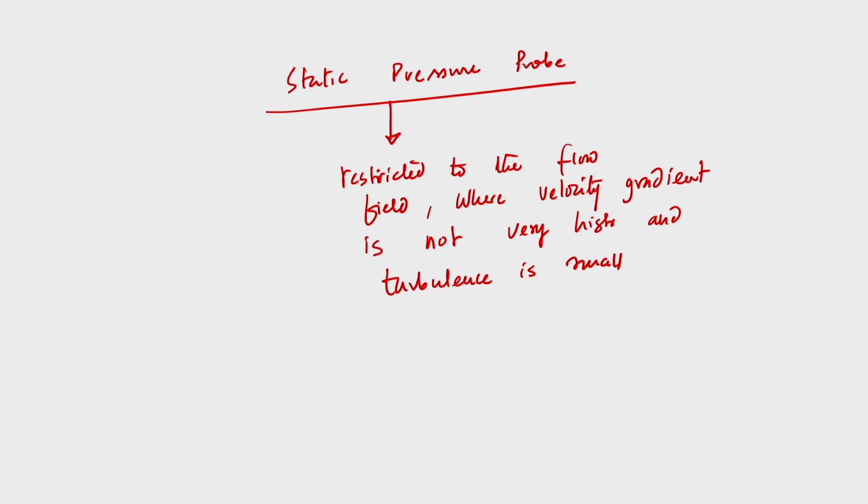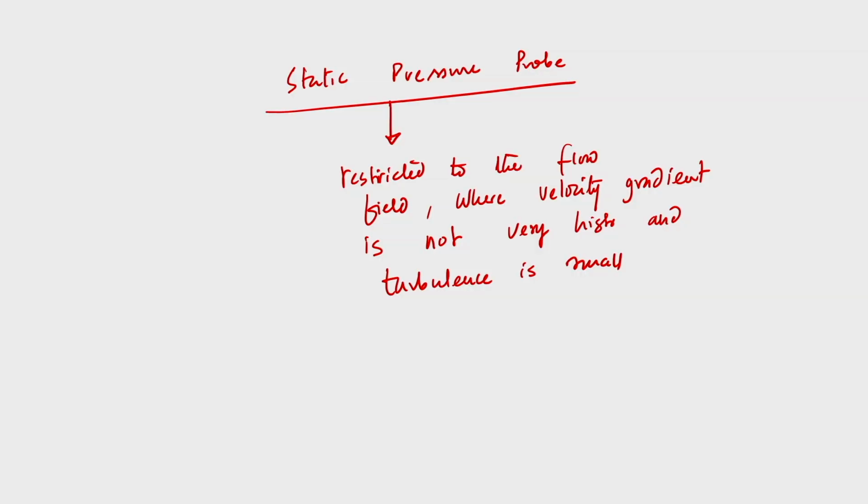Now, we have seen that the static pressure probe is used to measure static pressure, and the important condition is that we need to place the probe parallel to the flow field. The probe axis should be parallel to the flow field, and since we cannot place it perpendicular to the flow field, we can understand that the use of the static pressure probe is restricted to flow fields where velocity gradient is not very high and turbulence is small. So, now we will see what is the stagnation pressure probe.